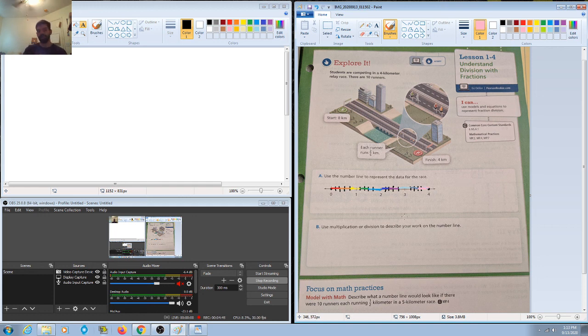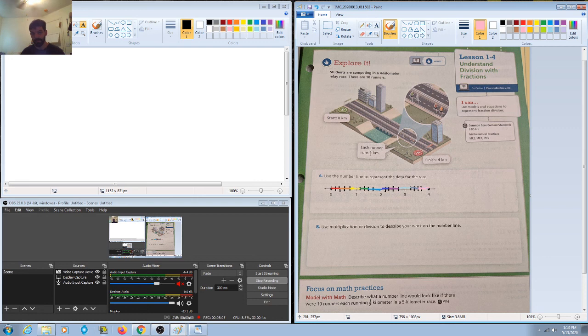So again, I know all of these lines aren't perfectly equivalent to each other, but it's just to show you that each runner ran 2/5 of the race, and since there were 10 runners, they ran a total of 4 kilometers.